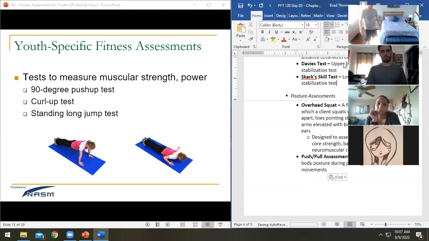There's also the shark skill test, which I can't really demo very well, but you would use a grid of 9 boxes. 9 boxes.